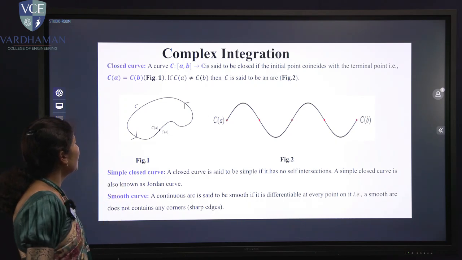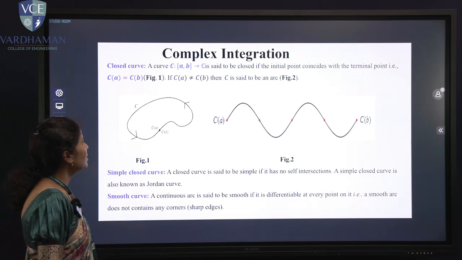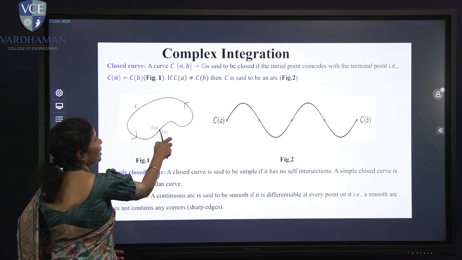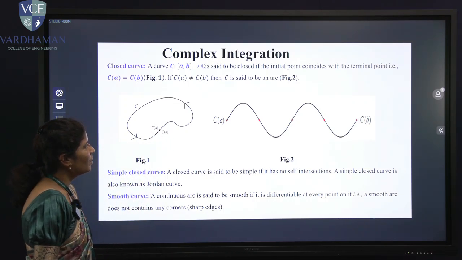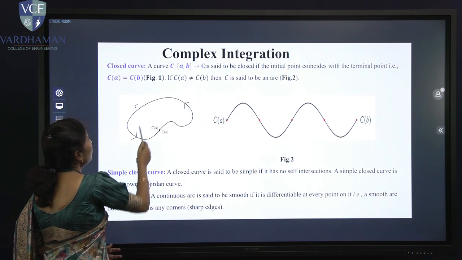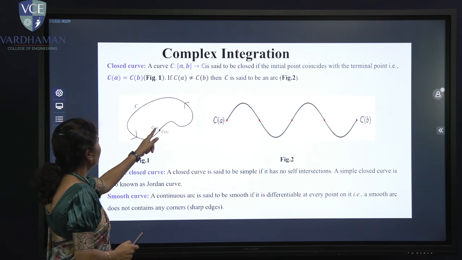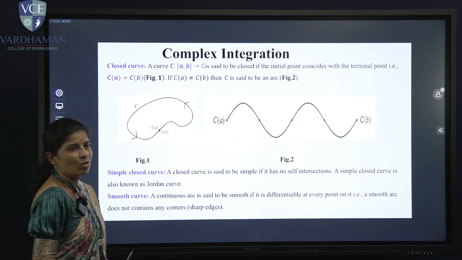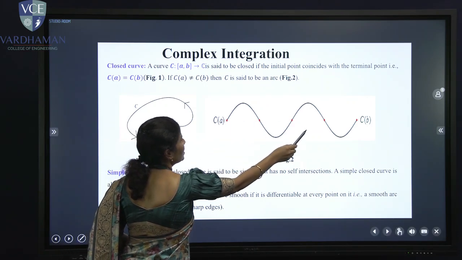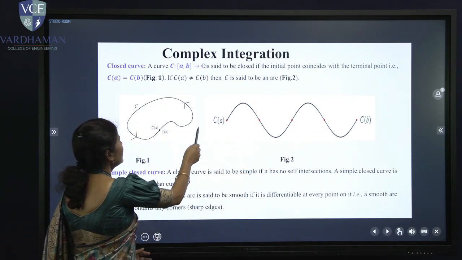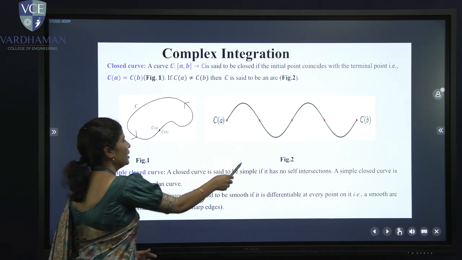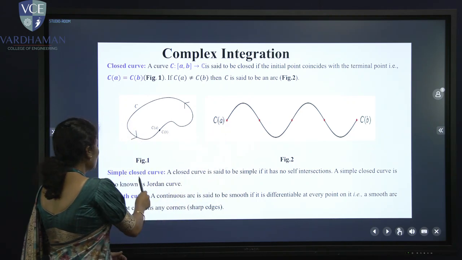Closed curve: a curve C from A to B is said to be closed if the initial point and the terminal point coincide. That is, C(A) equals C(B), then this is called a closed curve. From figure 1, the initial point and the terminal point coincide, so this is a closed curve. If C(A) is not equal to C(B), then C is said to be an arc, as in figure 2.